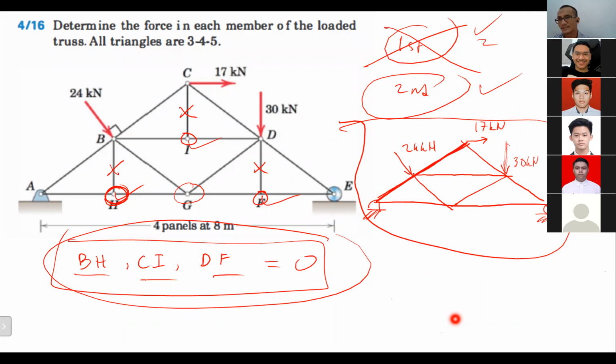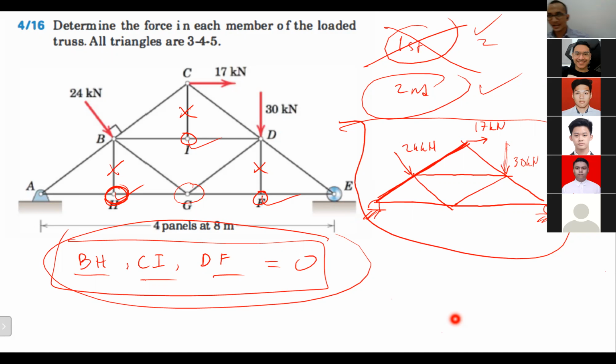The basic concept in statics and later mechanics of materials is, if you can make it simple, why not? Don't put yourself in a harder position. If you can make it simpler, why not? If you can solve it in 10 minutes, why do you have to finish everything in 30 minutes? Okay, Rizky? Yes, Pak.